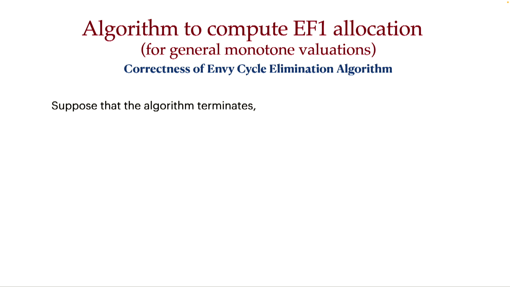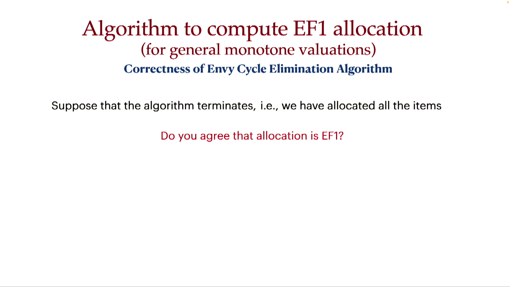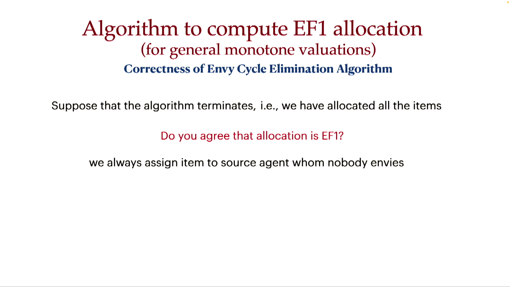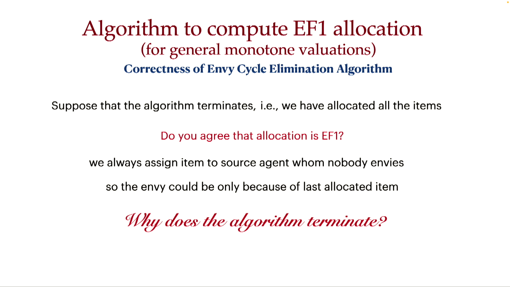So, suppose that the algorithm terminates. This we already argued. Is this clear? Why is it EF1? Because we always assign an item to a source agent whom nobody envies. So, if envy could be because of the last allocated item only, forget it, you do not have envy. This is the main question here. Okay, I still don't understand. For the source guy it is true, but why is it true? But you always assign to a source agent. The algorithm says you always assign to a source agent.